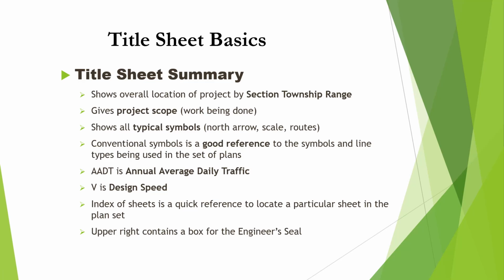And just for the summary of the title sheets, it shows overall location of a project by section, township, range. Gives project scope, which is the work being done. Shows all typical symbols: north arrows, scale, routes. Conventional symbols is a good reference to the symbols and the line types being used in a set of plans. AADT is average daily traffic. V is your design speed.